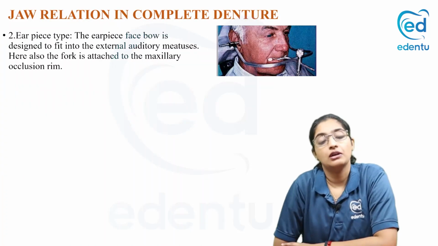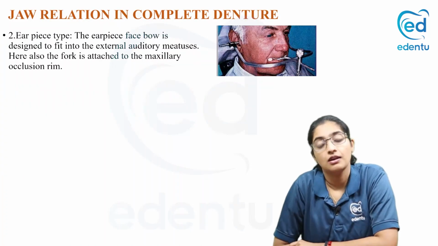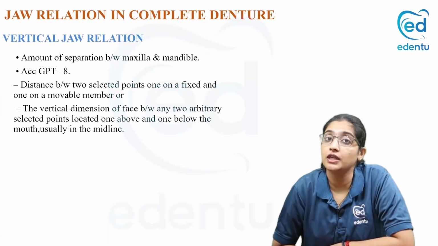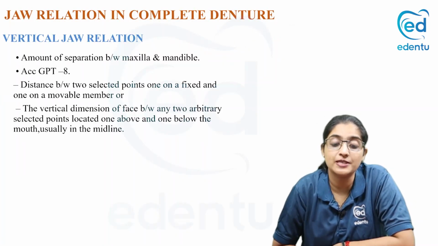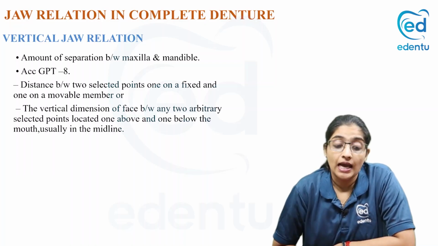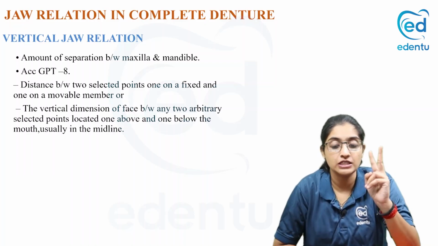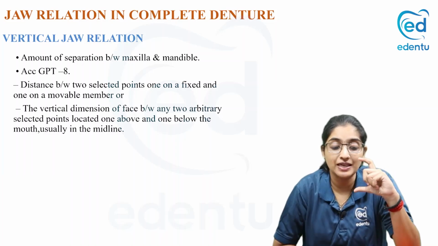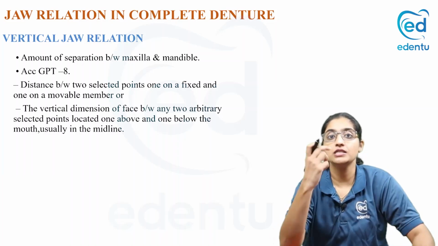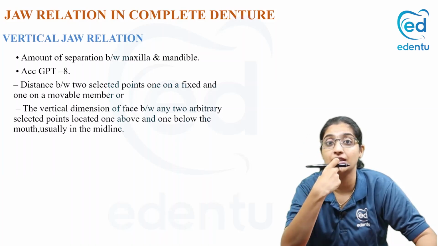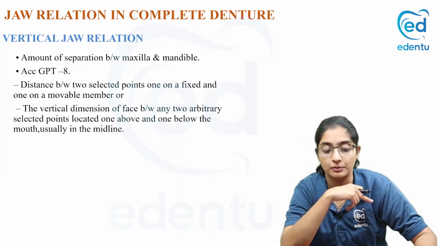And in this, again, you will be taking the records and it is transferred into the articulator. Coming to vertical jaw relation, the amount of separation between the maxilla and mandible, according to GPT-8, it is the distance between two selected points, one on a fixed and one on the movable member. That is, one fixed point is on the maxilla and one fixed point is on the mandible.